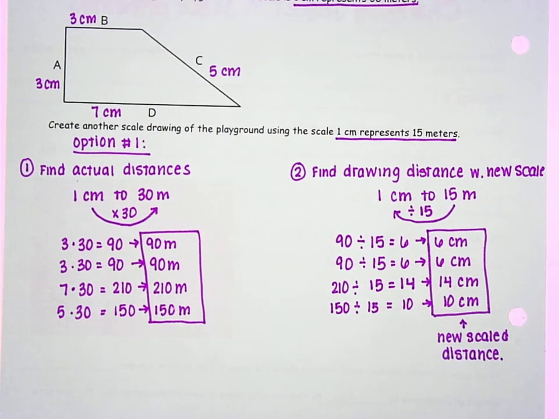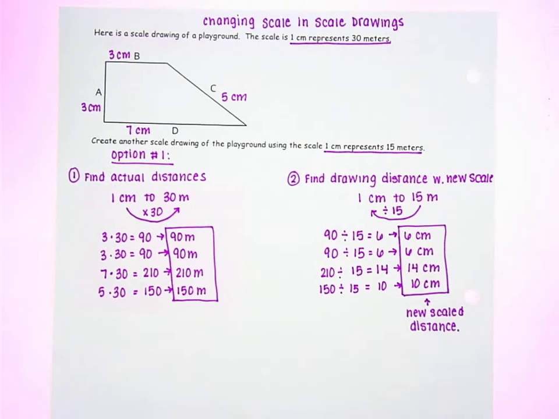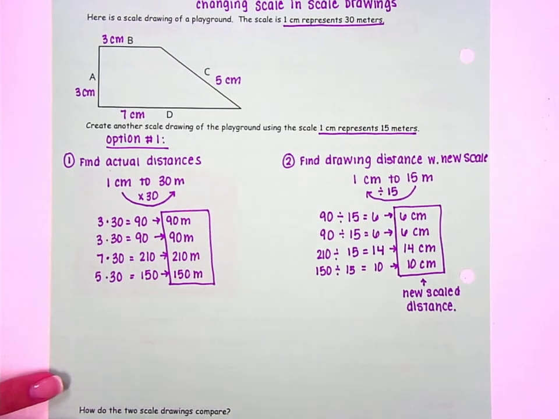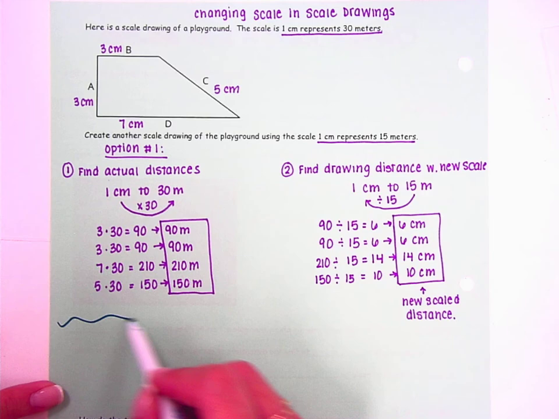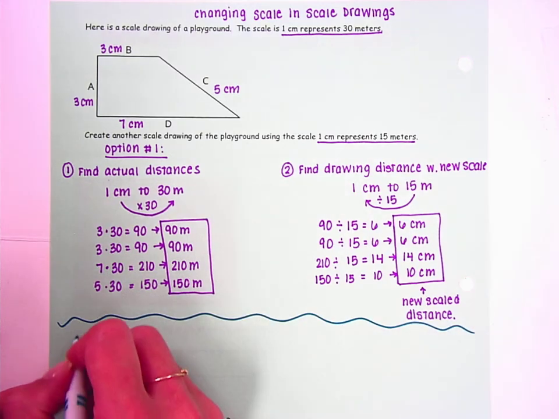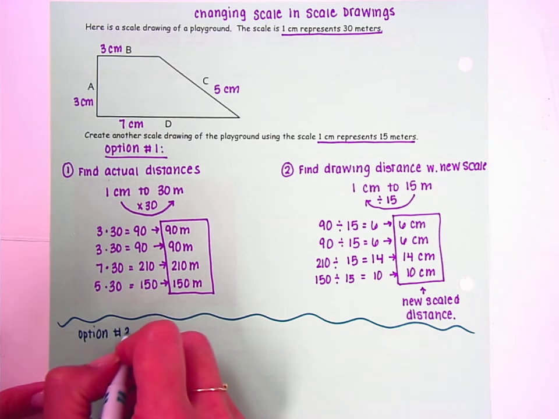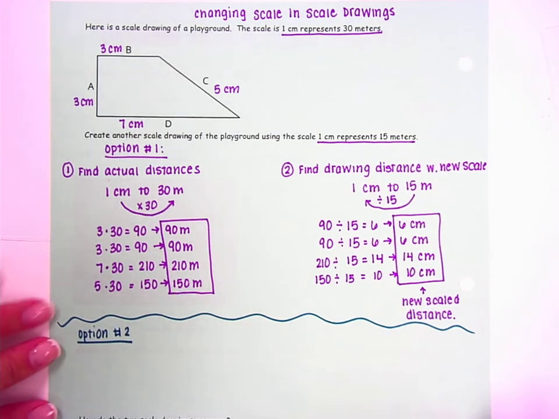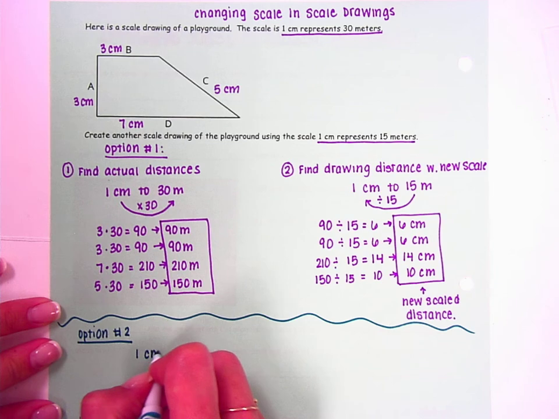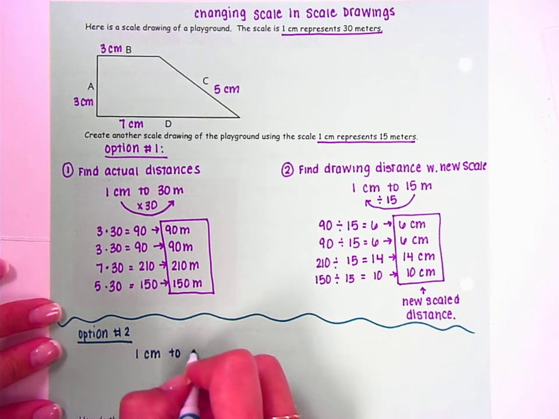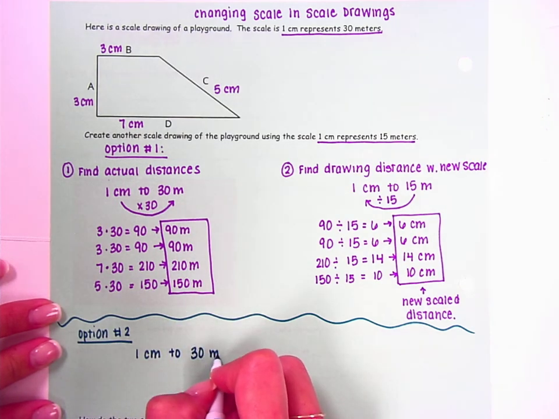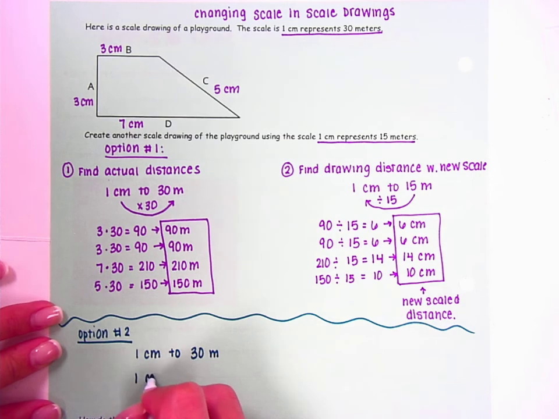Okay. The second option that we can look at, I'm going to zoom out a little bit here. So the second option that we can look at now, option number 2, is we can think about what is the relationship between those two scales. So the first scale, 1 centimeter to 30 meters. And the second scale is 1 centimeter to 15 meters.